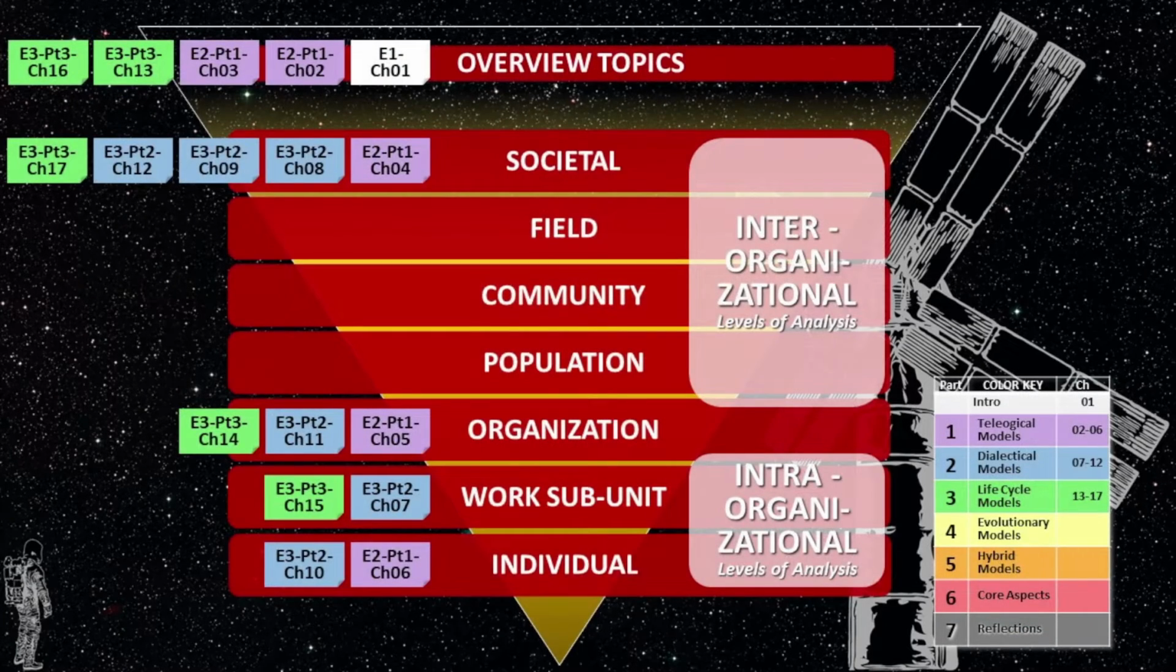So, looking at how this part of the handbook is distributed on the level of analysis hierarchy, the life cycle model chapters are distributed between the overview and societal levels and the organizational and intra-organizational levels. I don't know if that means anything, and we'll just keep an eye on this.